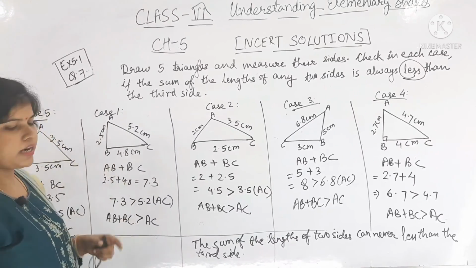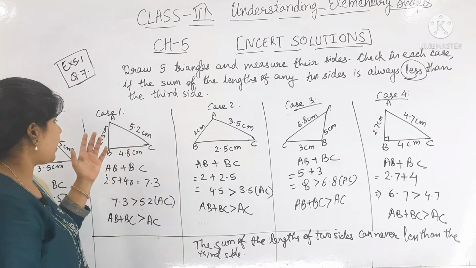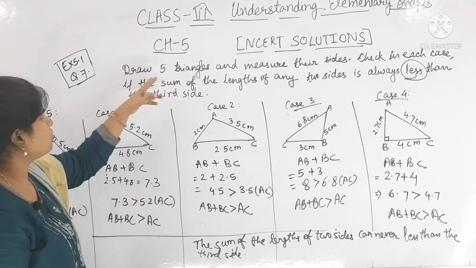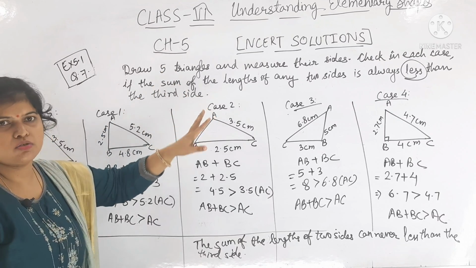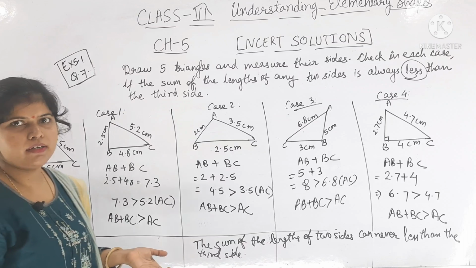So this is your last question. You can take any triangle. I had taken acute, obtuse, right. Okay, so we have to draw 5 triangles. So this is up to you what triangle you have to make.